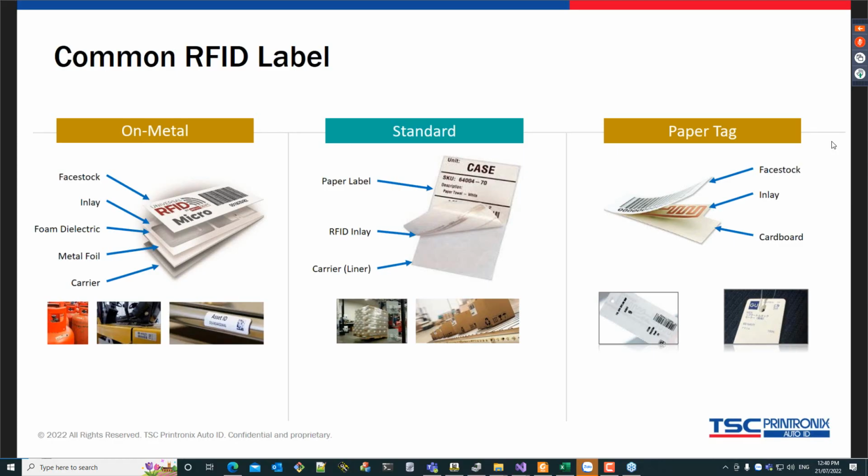With this metal tag, we are able to paste the RFID tag on forklifts or iron bottles, which contain the air supply. So with the metal tag, you will have some metal foil and the carrier to make the tags usable on metal material. And on your right hand side, you will find there's a paper tag.